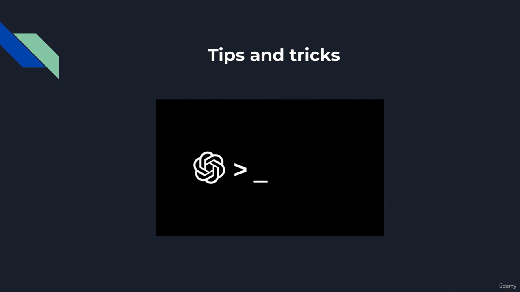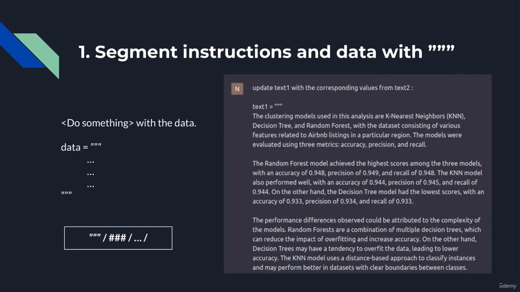Here are a few tips and tricks that can help you with your prompt engineering. First, use different notations to separate segments of instructions and data. Personally, I prefer using triple quotes because I write a lot of Python and it just comes naturally to me. However, you can use hashtags, dots, or any other symbol that you prefer to indicate a different block of text.